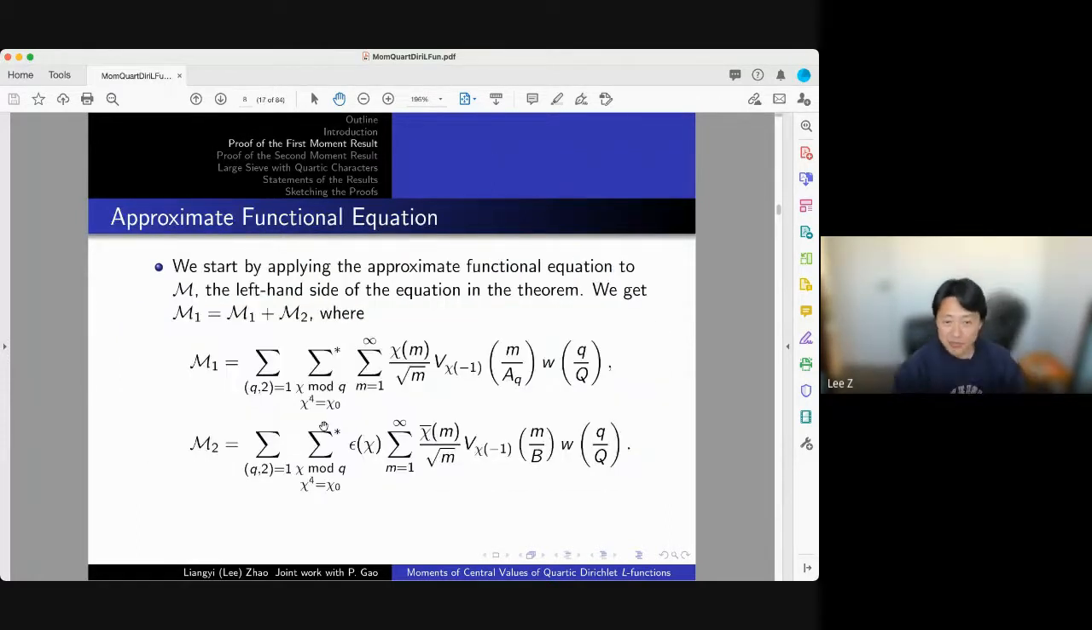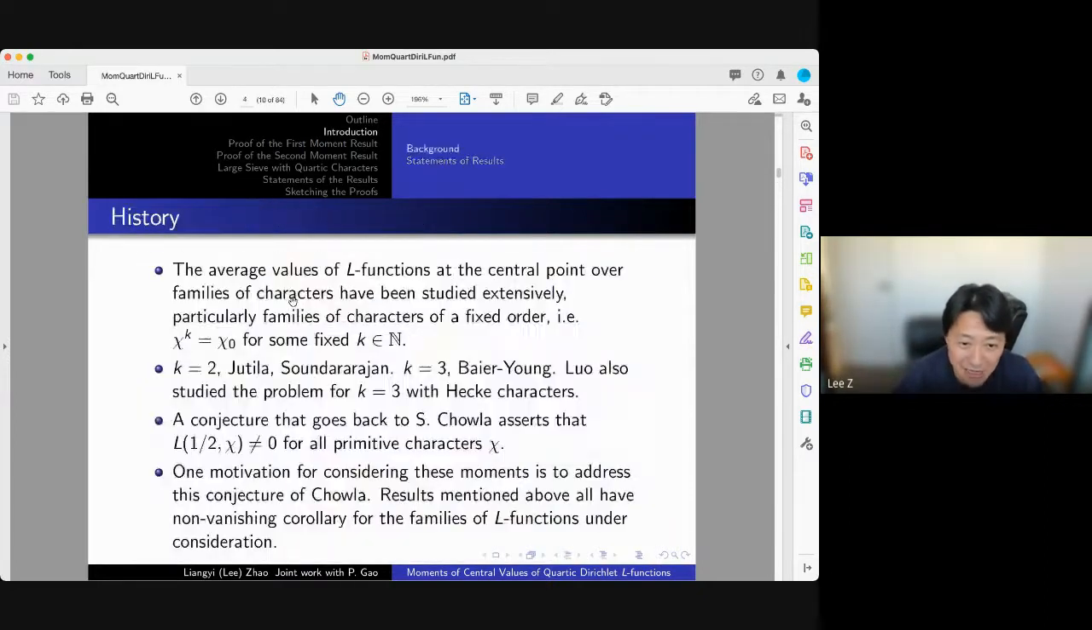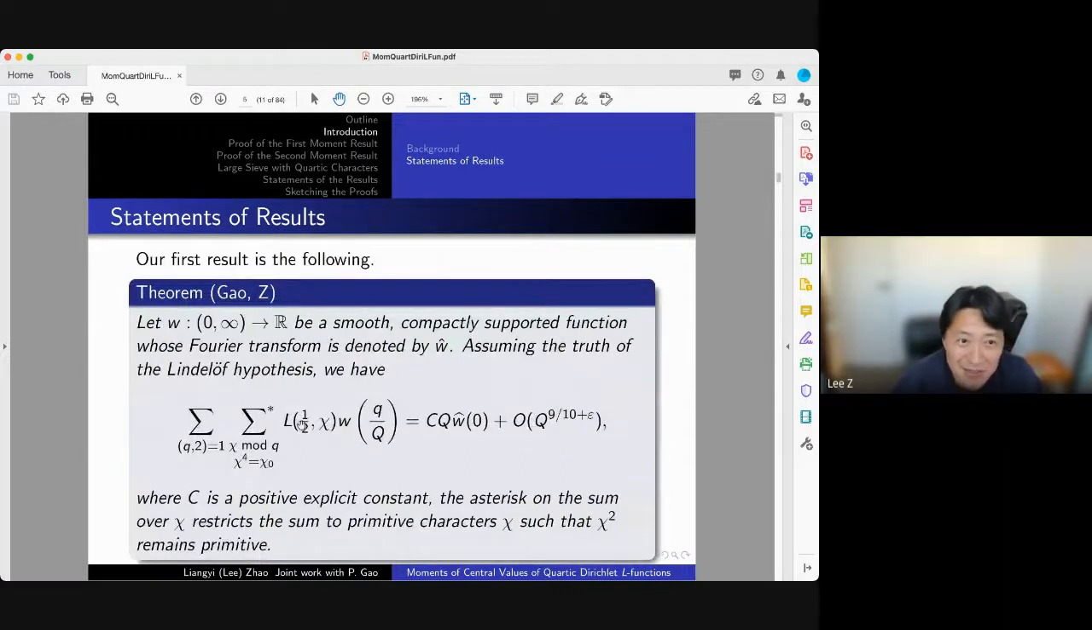All right, so let's move on. So let's have a sketch of this first moment result. Well, I'll give a sketch of this proof here. So let M be the thing on the left hand side of the equation in the theorem. So basically, sum over q, then sum over chi, L(1/2, chi), W(q) over q. Right? So let that be the left-hand side. We want to prove this asymptotic formula.